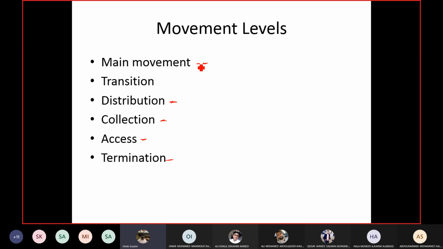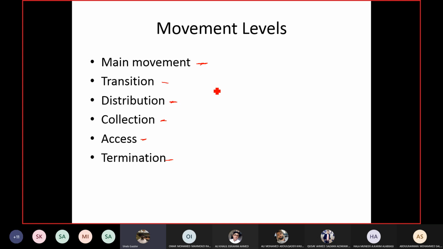Now you can see I have skipped transition here. Transition is optional in most of the cases, and it can happen at any part of the trip. For example, you go from your building to the parking area, that's transition. You leave one bus and take the other bus, that's a transition. You walk to the bus stop, that's a transition. So transition is when you are going from one mode to the other mode, from one way of traveling to the other way of traveling.